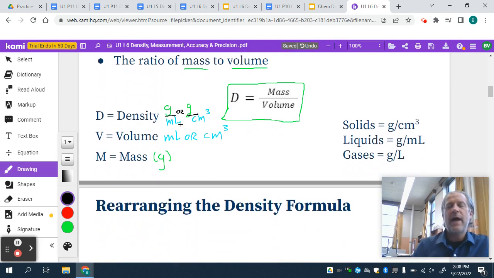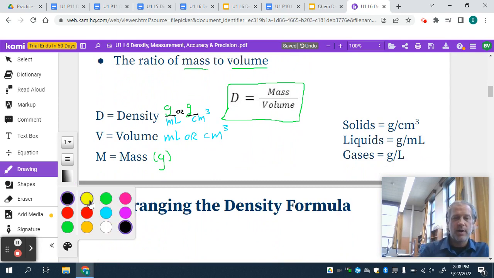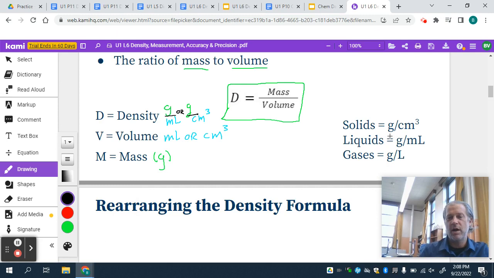Also, another way to represent this: solids generally have a density unit of grams per cubic centimeter, and liquids usually have a density unit of grams per milliliter. And for the scope of this class, gases will usually be referred to in grams per liter, and that's because gases can be really, really large.